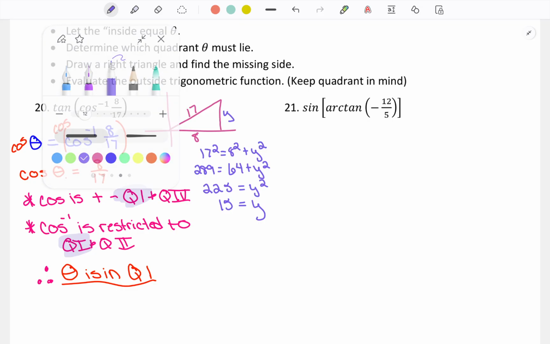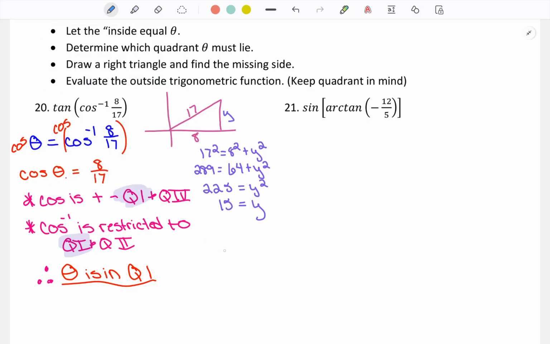And so we have now our adjacent side. If we're looking for essentially where theta is, that means y is my opposite, and tangent is always y over x. So our y is 15, and our x is 8. So our final answer here is 15 over 8.